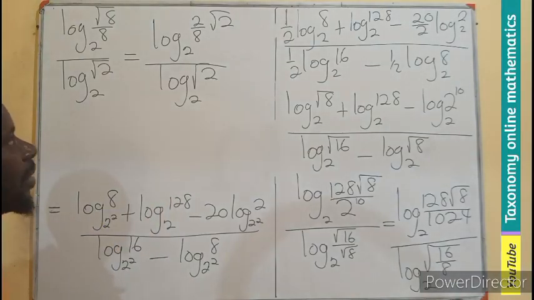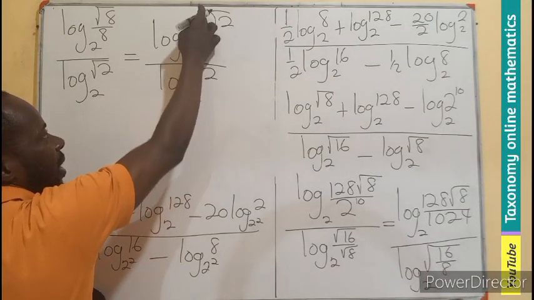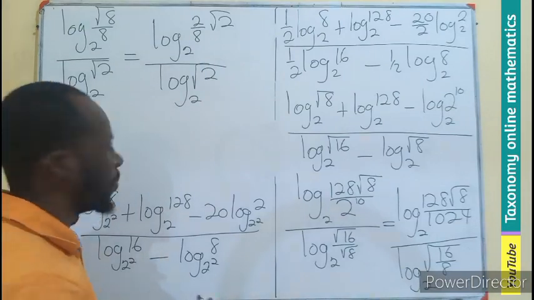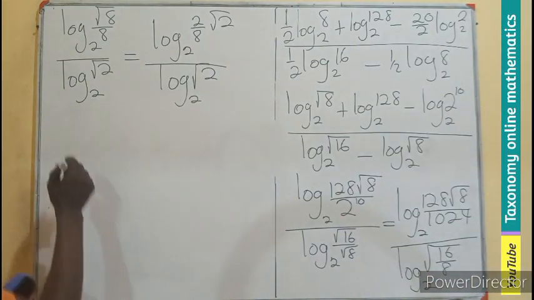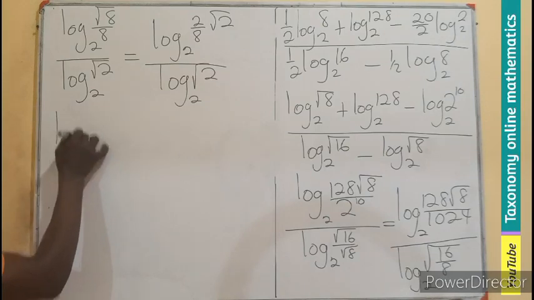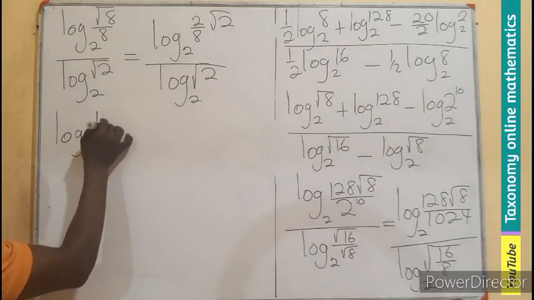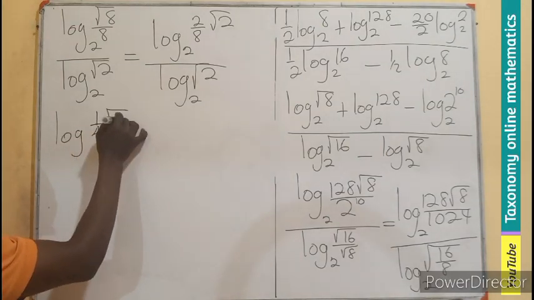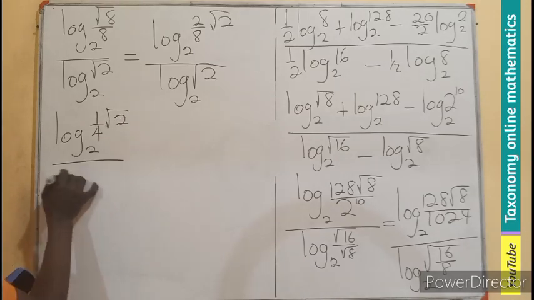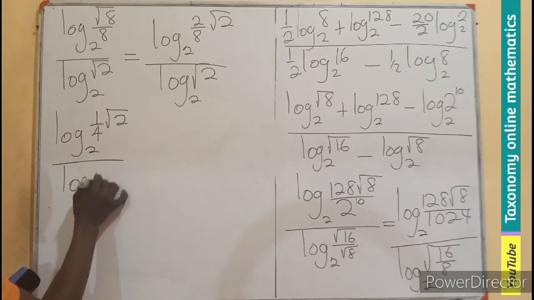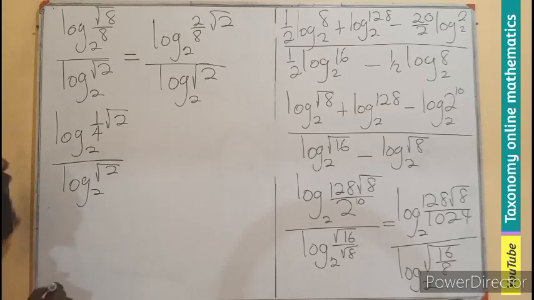Now what do we do? I think we can simplify. This will go here 4 times. So let's see how we can do that. Meaning I'll be having the logarithm of 1 out of 4, the root of 2 base 2, divided by the log of root 2 base 2.